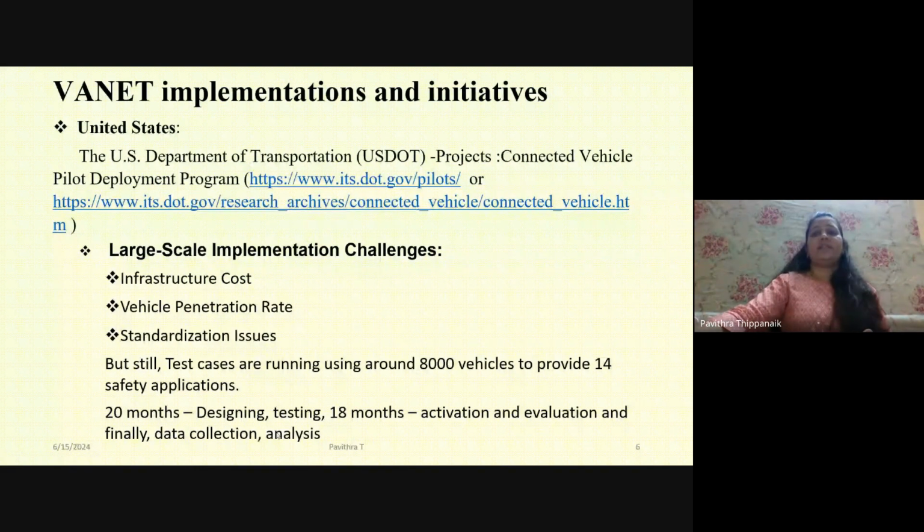So totally, they considered 14 different safety applications that not only cover lane changing and congestion avoidance, but also pedestrian safety. By considering such major safety issues, they were able to provide 14 solutions for 14 different safety applications. And it is proved that by using this VANET technology, the total number of accidents was significantly reduced, and even the experience of the driver is very good.